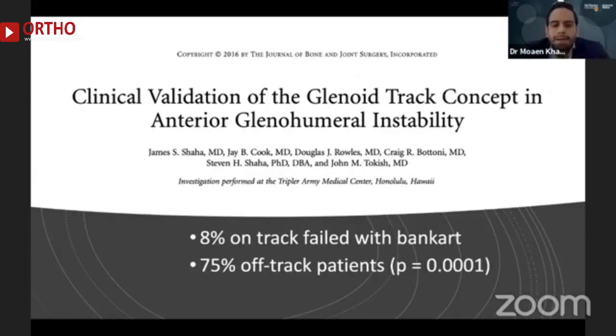And going back to the glenoid track, why is this track important? Well, this is a good paper that was also published by Dr. Tokish, and they found that 75% of patients that failed actually had off-track lesions, whereas 8% of those who failed had on-track lesions. So the track concept really plays a significant role in determining those patients that will fail or won't fail.